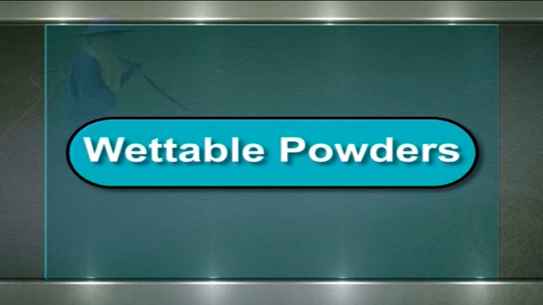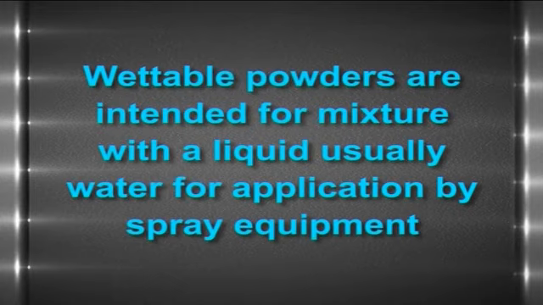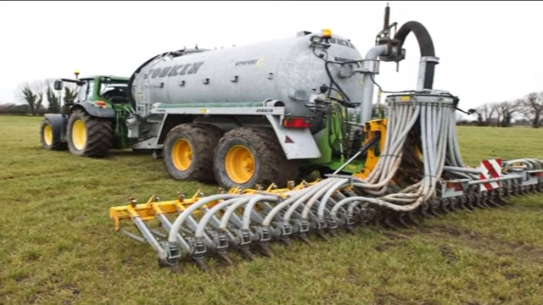Next is wettable powders. These dispersible powders are finely ground dry powders consisting of active pesticide ingredients mixed with other ingredients to aid in mixing and dispersion. Wettable powders are intended for mixture with a liquid, usually water, for application by spray equipment. They are generally mixed with water to form a slurry before being added to the spray tank. In the tank, they require continuous agitation.